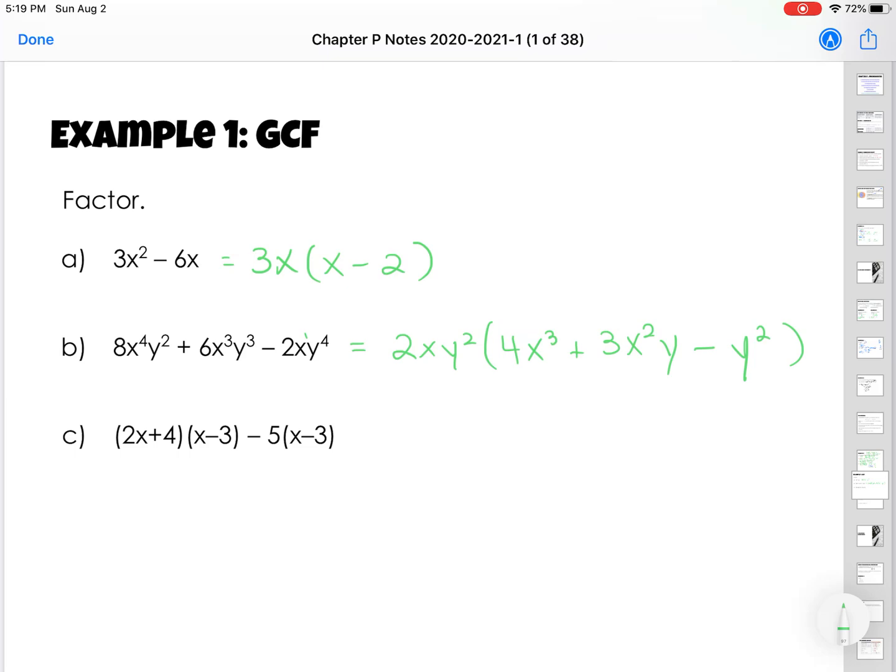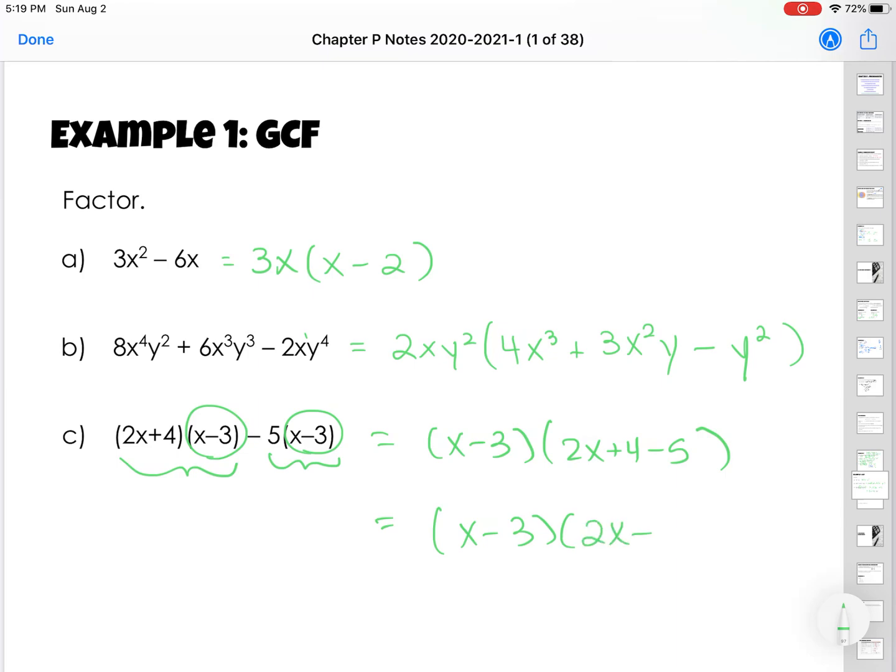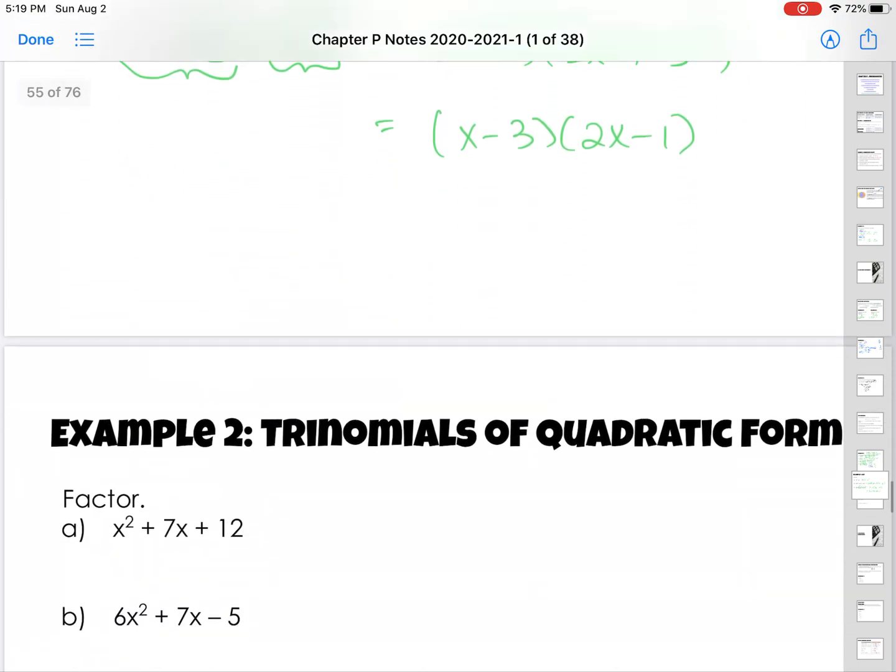All right. In C, we do have a GCF. This is really counting as one term, and this is one term. They both have this x minus 3 in it. And that leaves me with 2x plus 4 minus 5, and actually I can clean that last part up. That's x minus 3 and 2x minus 1. Okay.